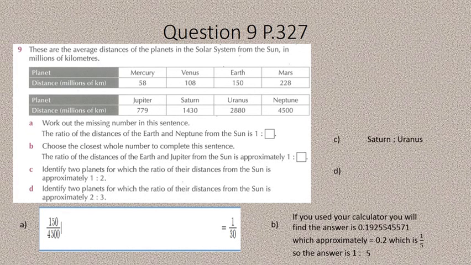But you will not find it like that. You will not find it with Mercury to Venus. You will find it with Earth and Mars. Well, if you divide 150 by 228, it's going to be almost 0.66667. So this is the answer, Earth to Mars.